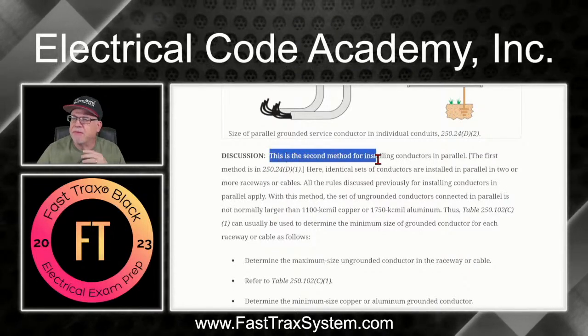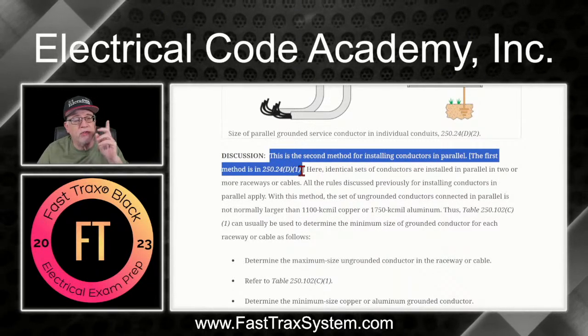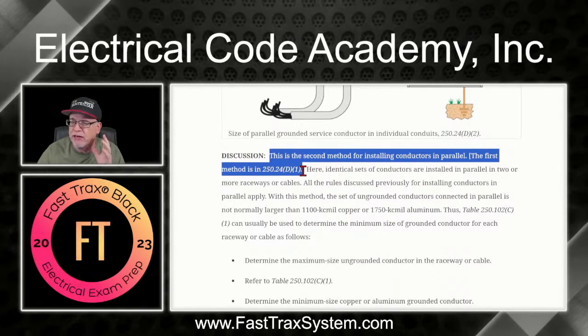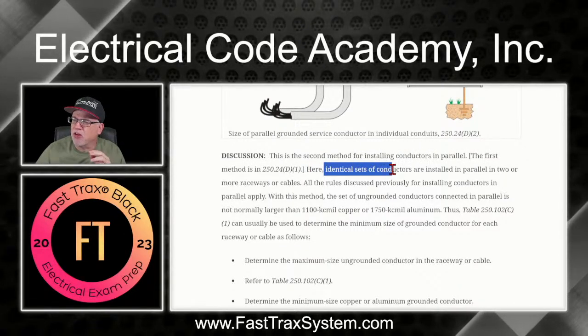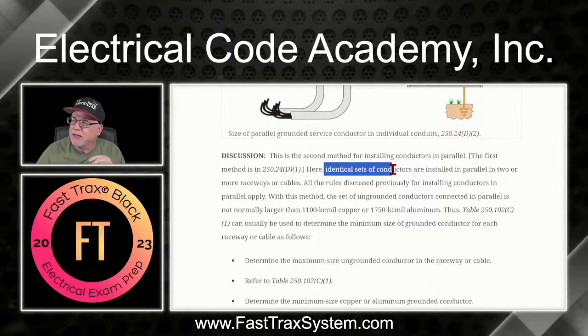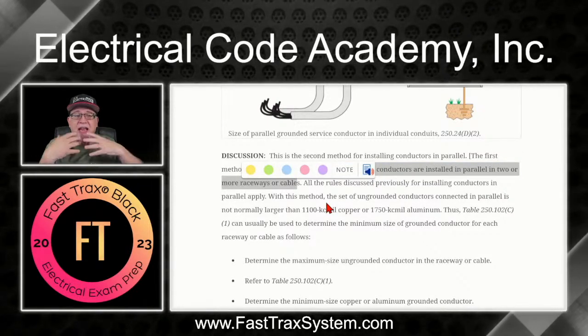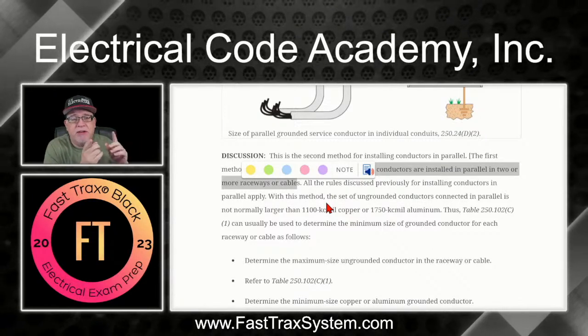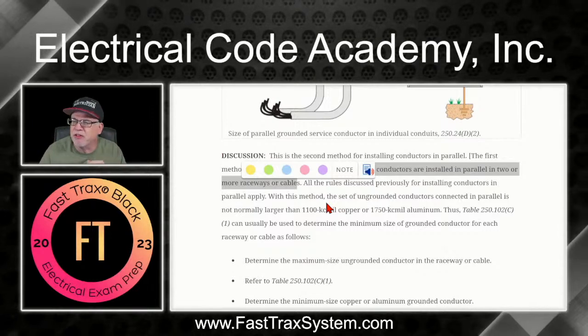This is the second method of installing conductors in parallel. The first method was D1, which was where everything was in one raceway. We already covered that. Here, identical sets of conductors are installed in parallel in 2 or more raceways or cables. So it's the same example that we did in D1 in the previous video, but now it's just breaking them up and putting them in 2 separate raceways.